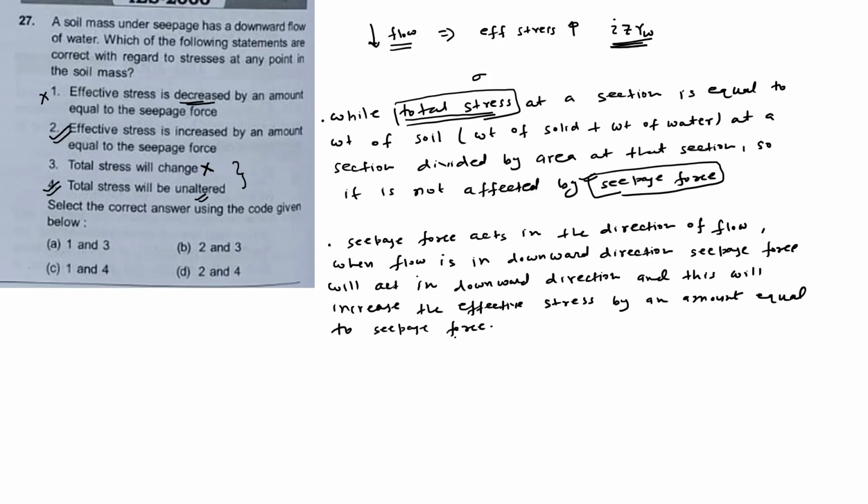Seepage force. Effective stress will increase if flow is downward, and effective stress will decrease if the flow is in upward direction. But the total stress will remain the same because effective stress is equal to total stress minus U. If there is a flow, then there is a difference in the pore water pressure.